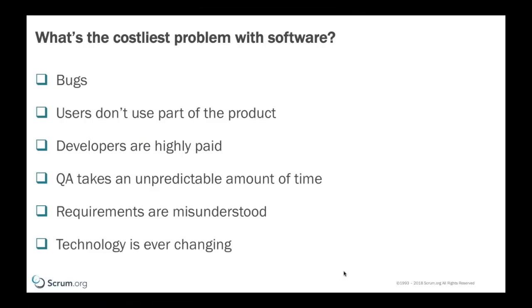What's the costliest problem in software? Think about this for a moment, please. Is it bugs? Is it part of the product not being used? Developers are paid too highly. QA takes too much time. Requirements are misunderstood, or technology is always changing. Research has said the number one problem, requirements are misunderstood, is really the big problem. People build the thing that they're asked to build, but don't quite understand what they're doing. This behavior-driven development technique is a way to encourage people to work together more closely and understand those requirements.